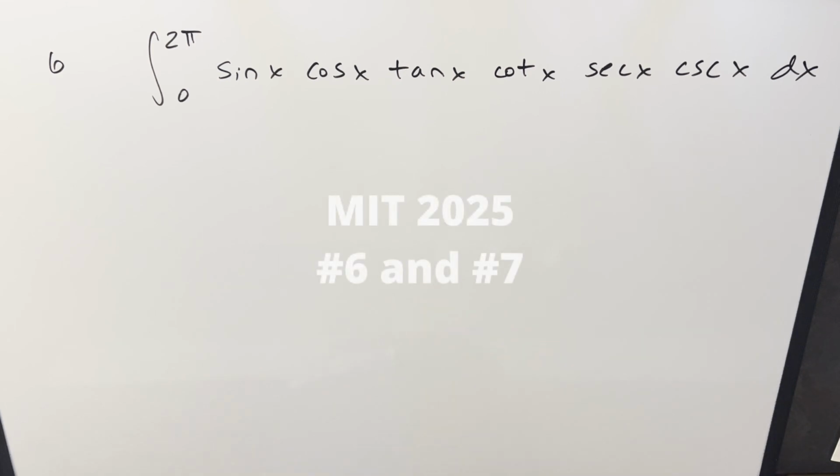Okay, we have here today another integral from the MIT Integration Bee 2025, number 6. We have the integral from 0 to 2 pi of all the trig functions multiplied together dx. Okay, this one's going to go really quick. What we really need to do is we're going to be able to simplify this.